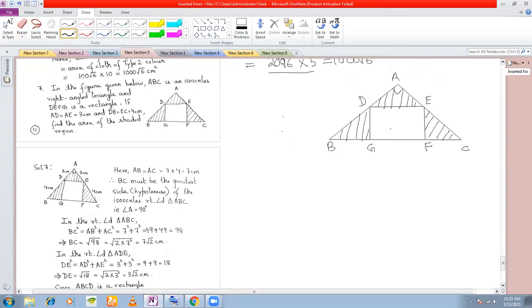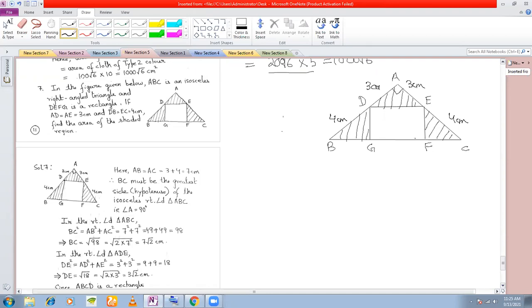DEFG is a rectangle. The unshaded rectangle within the triangle is the given rectangle. AD is equal to AE is equal to 3 centimeter. DB and EC are also given. DB is given to be 4 centimeter, and EC is given to be 4 centimeter. You need to find out the area of the shaded region.